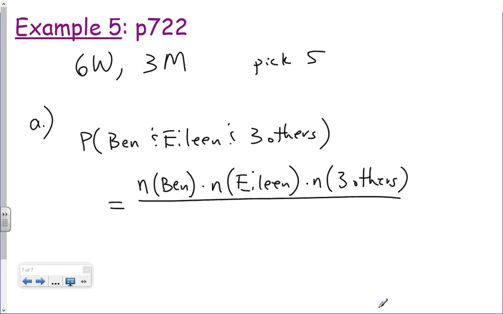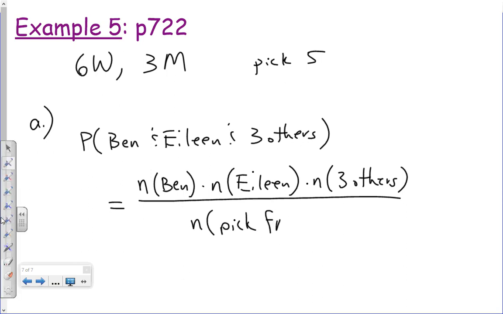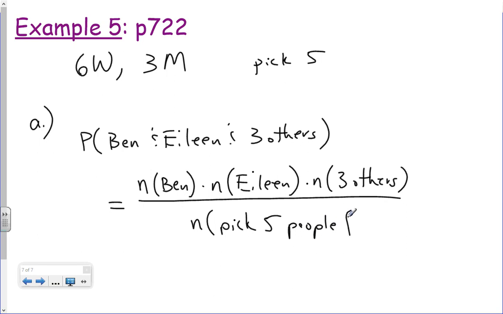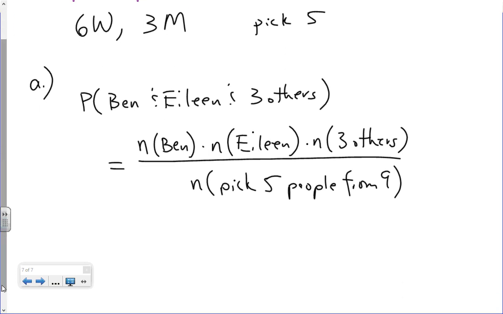And we got to divide that by our sample space, which is we're picking 5 people from a group of 9. All right, so it's the number of ways of picking 5 people from 9. Okay. All right, so let's calculate then.